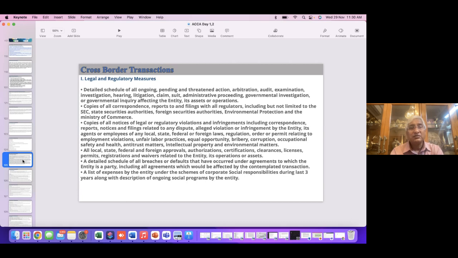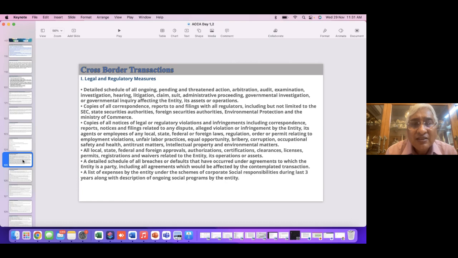So legal and regulatory measures under cross-border transactions is a very important thing. Detailed schedule of all ongoing, pending, and threatened action, arbitration, audit, examination, investigation, hearing, litigation. All these are basically associated with the legal procedure. Hearing means a case is under consideration. Advocates are pleading on behalf of their clients to protect the interest of the client.